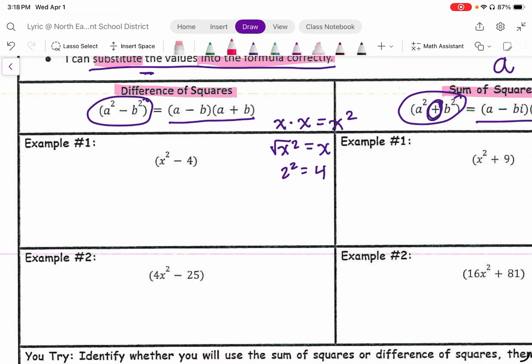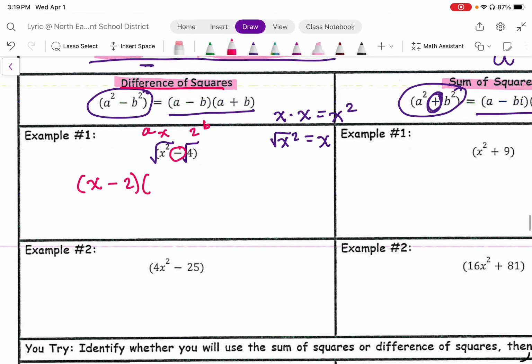So what we need to do is think about it this way. We need to take the square root of both terms. That gives us x, and this gives us 2. Because it is subtraction, we're going to be using difference of squares. So we're going to say this is a and this is b. So we're going to say x minus 2 times x plus 2. There's your factored form.